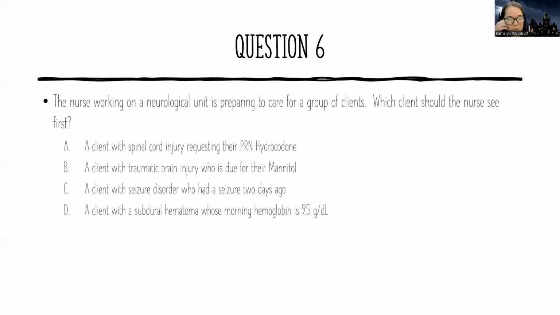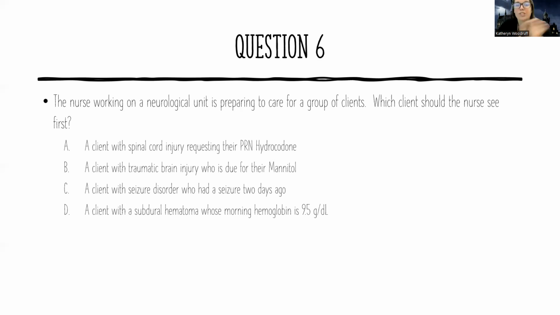Whereas a client with a subdural hematoma, morning hemoglobin 9.5, most likely there's no intervention I'm going to need to do there. So more than likely, if this was me, and I was putting this in order, I would probably see B first. I would go give the pain medication to the patient on the hydrocodone. And since the seizure disorder client has nothing going on, I would probably go see the subdural hematoma patient next, just to make sure there are no changes to the neurological assessment. And then last but not least, see that seizure disorder patient.